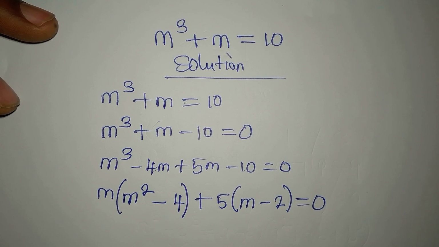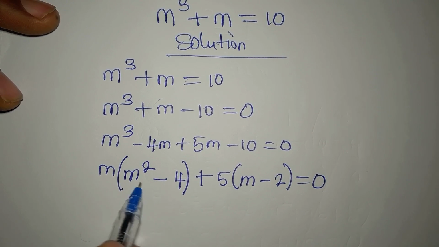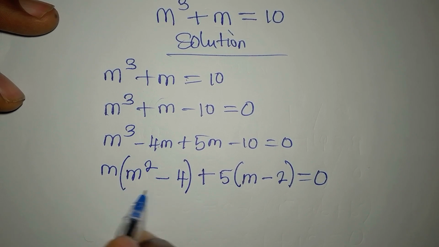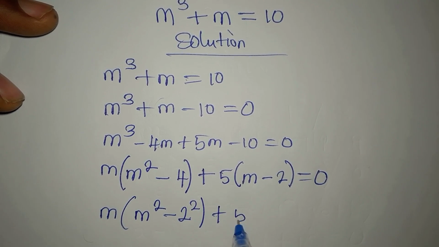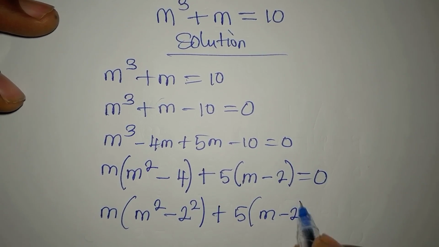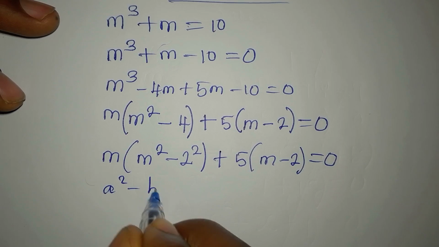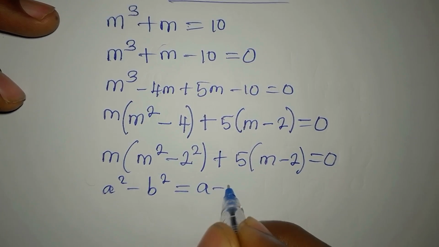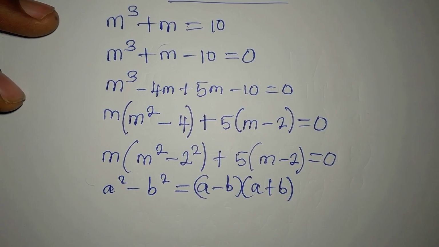We equate this to 0. Now, if you look at this again, there's nothing common to this term and this term. But we can still work on this middle term. So we have m into m squared minus 2 squared, because 4 is 2 squared. Then plus 5 into m minus 2 equals 0. Now, here we apply difference of two squares. Remember that a squared minus b squared is a minus b into a plus b. Okay, I believe you can recall that.